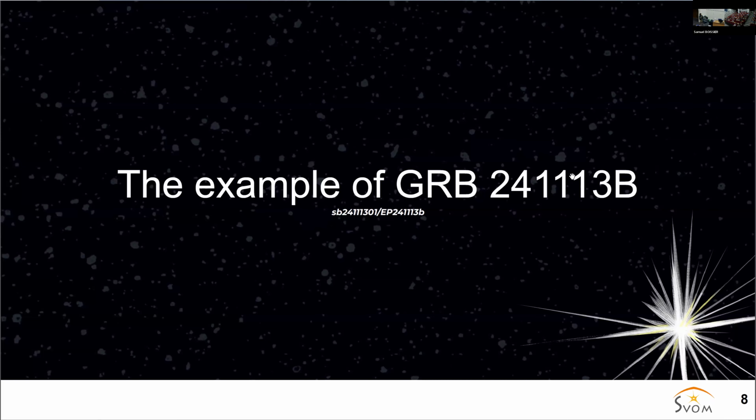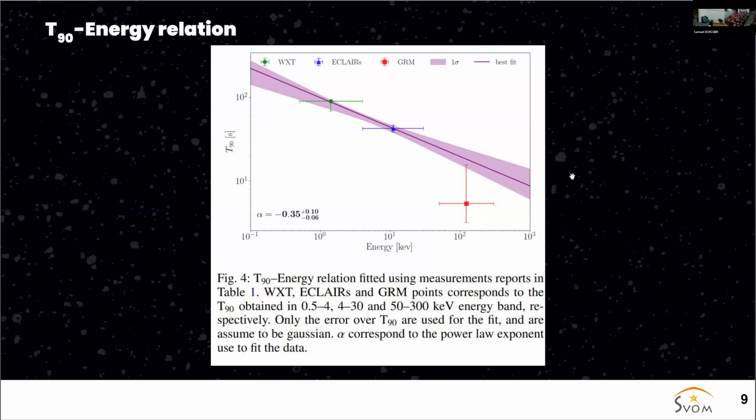So here is the example of GRB 241113B. Opposite to what we saw prior, for this burst at least, this duration versus energy relation, or T90, is respected. We have an exponent that is around minus 0.35. So what we saw earlier for a burst of EP that was maybe 100 times longer for EP-WXT than gamma ray instruments is not, let's say, the rule. And actually, this burst follows this relation well.